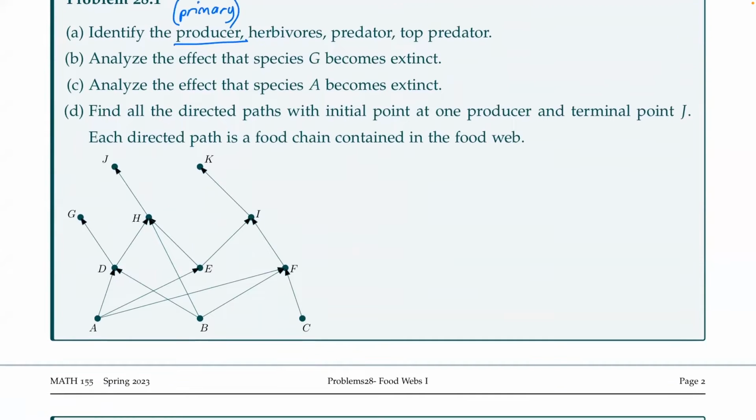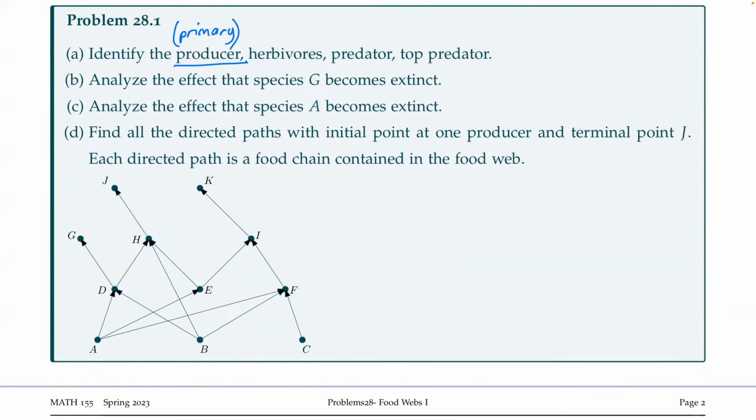Okay, once you've done that, I want you to think about this thing that I've just talked about here. What effect will we have if we remove species G? If species G goes extinct, what are the knock-on effects? Likewise, what are the things that will happen if species A becomes extinct? And then after that, find all the directed paths with initial point at 1 primary producer and terminal point J, so up here. Okay, have a go at that. Chat with your neighbors about how to do that.